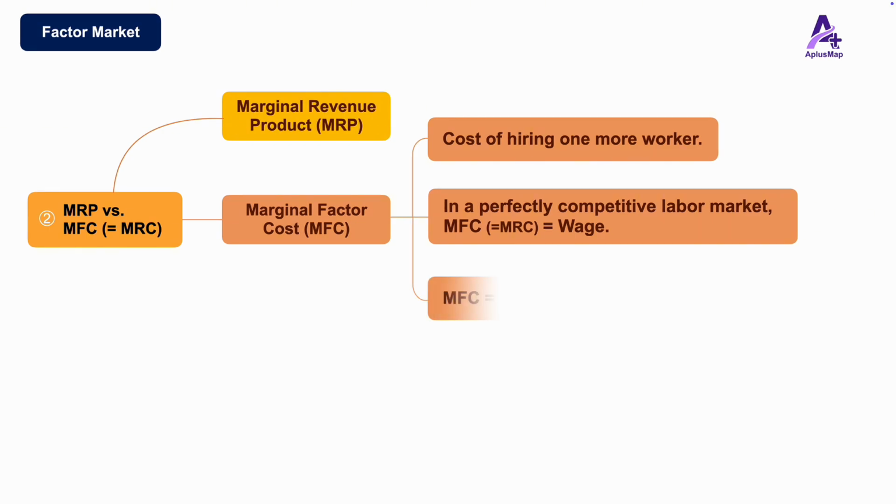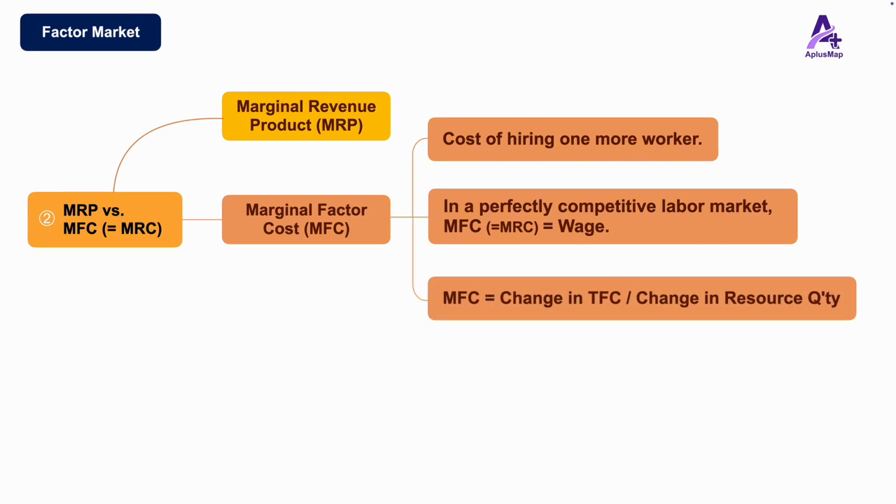The general formula, though, is MFC equals the change in total factor cost divided by the change in resource quantity. Basically, how much did my total cost go up when I hired that one extra worker? Got it. So MRP is the extra revenue, MFC is the extra cost. How do firms use these two?